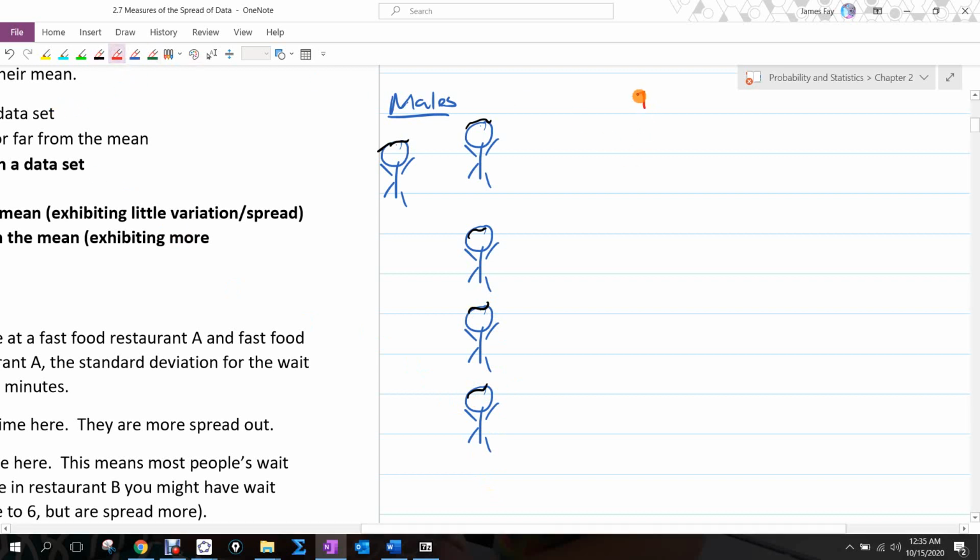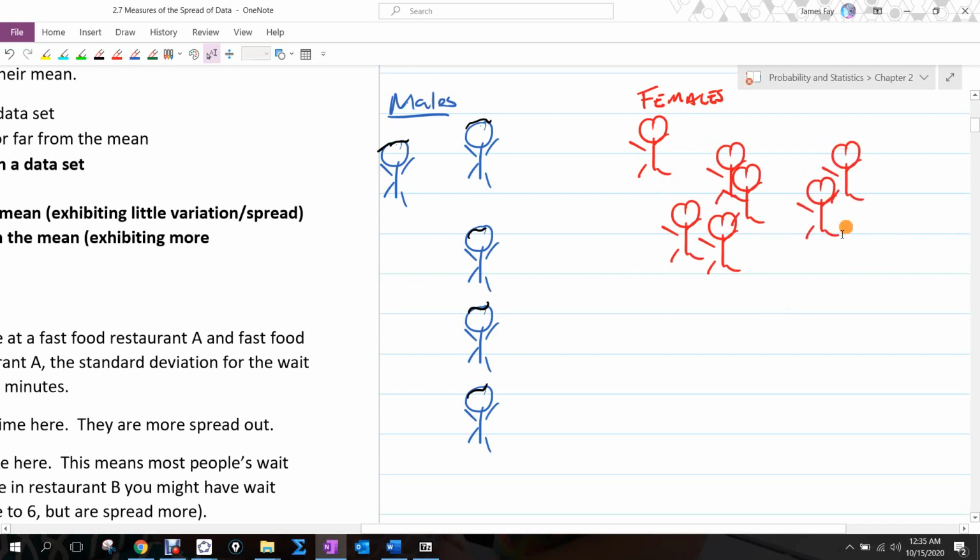Now I'm going to take the females in my family. There might be more females or less females, so the number of these individuals doesn't matter. But now I've got my females. Okay, now if you were to go through my family and look at the females and their hair, I'm going to have some females in my family that have long hair, some that have longer hair, some that have short hair, some that have shoulder length hair. Okay, some more that are short.